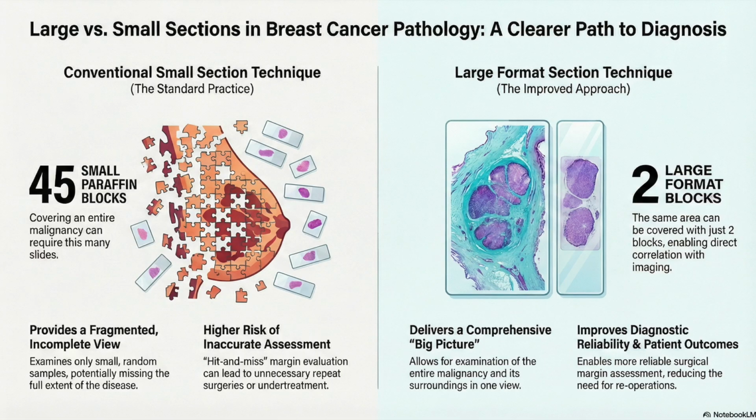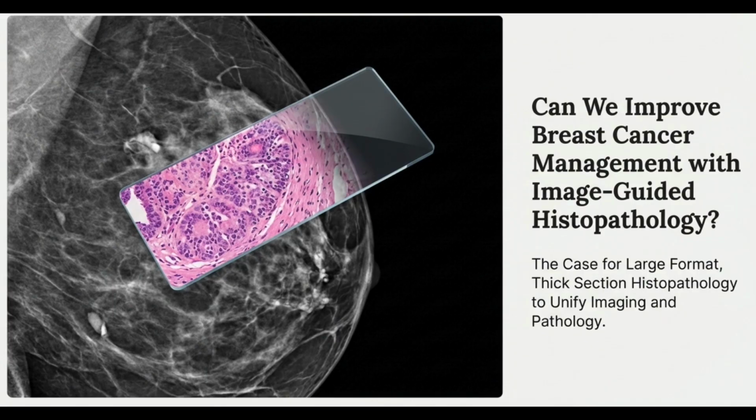30%? That's almost 1 in 3. Think about that. The trauma, both physical and emotional, 1 in 3 patients potentially going through a second operation that might have been unnecessary if the first diagnostic step hadn't been so fundamentally flawed by this sampling bias. And that's the frustration, right? We have amazing imaging telling the surgeon exactly where the disease is, but the pathology standard is still breaking the evidence up into these tiny, unreliable pieces.